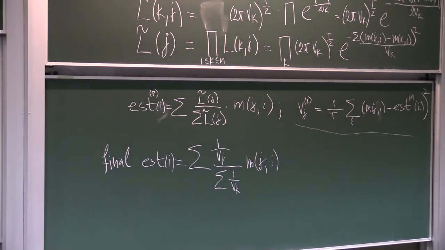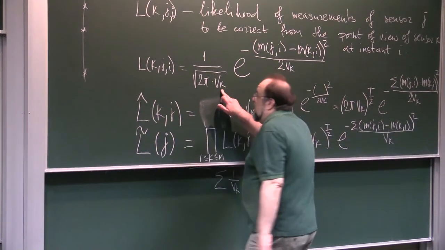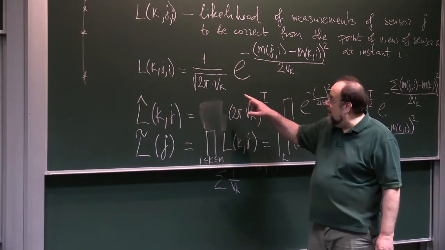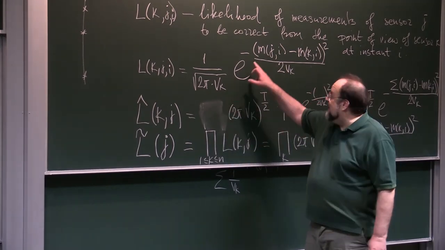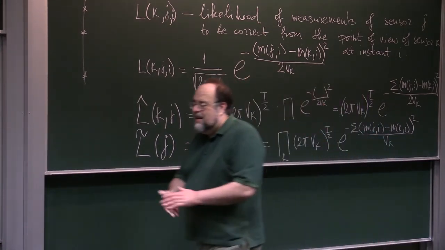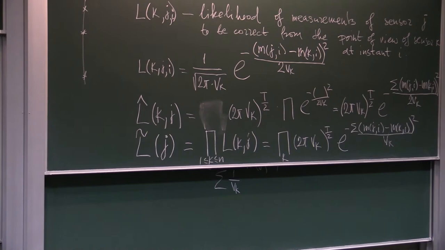But why does this really work better? Because notice that in the likelihoods, we still have this reciprocal. But the trick now is, if Vk goes to zero, this does not go to infinity, it actually goes to zero. And the reason for that is, oh shoot, I thought I had it here. Okay, let's just do it on the spot.